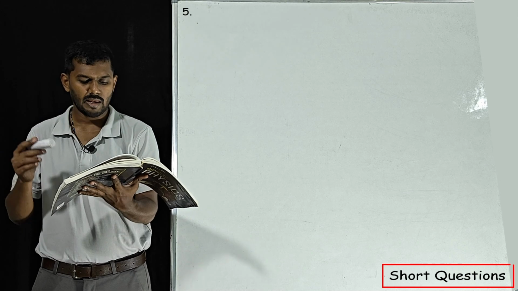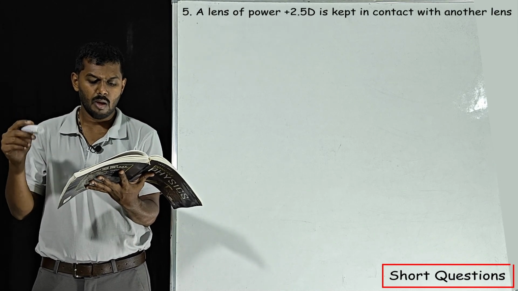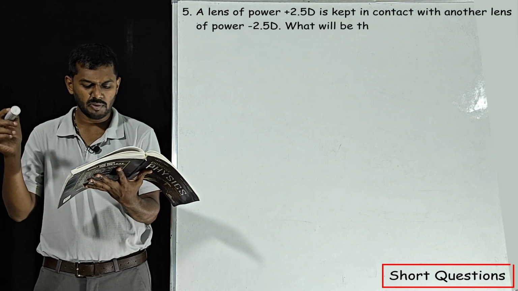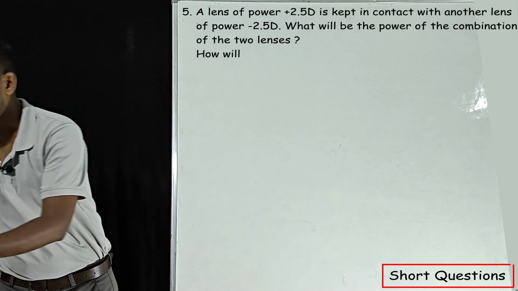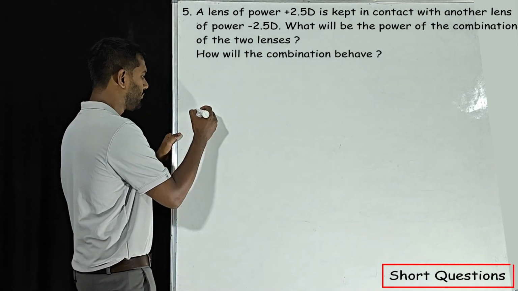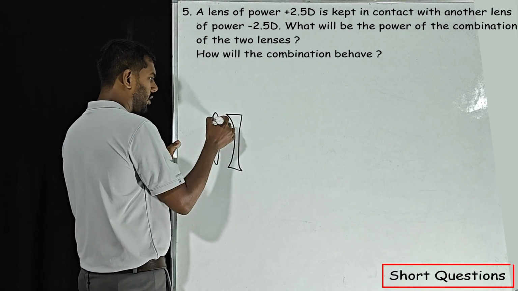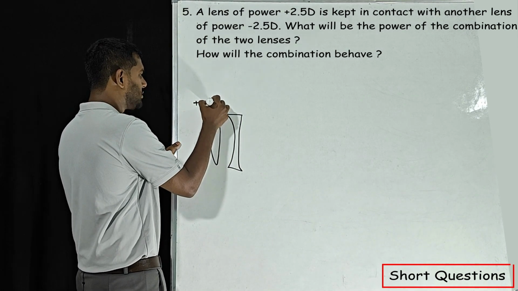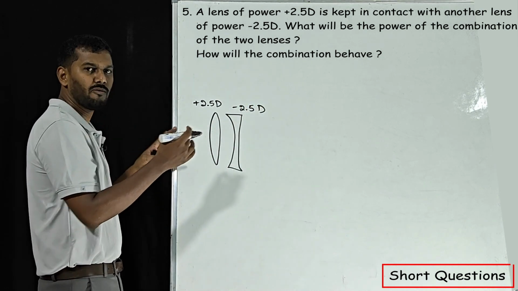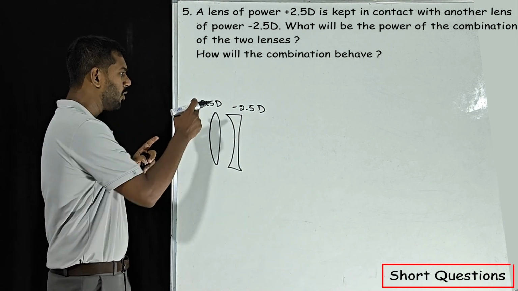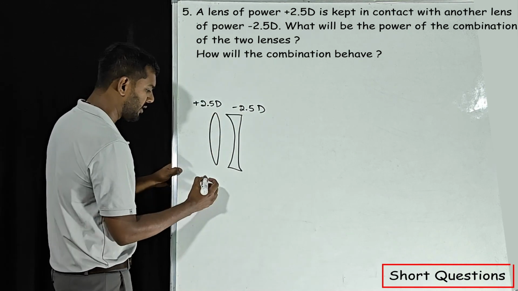Our next question: a lens of power plus 2.5D is kept in contact with another lens of power minus 2.5D. What will be the power of the combination of two lenses? How will their combination behave? So we have two lenses kept next to each other. One is plus 2.5D, the other lens power is minus 2.5D. Whenever these two are kept together, what is the complete power? Add these two: plus 2.5 minus 2.5.